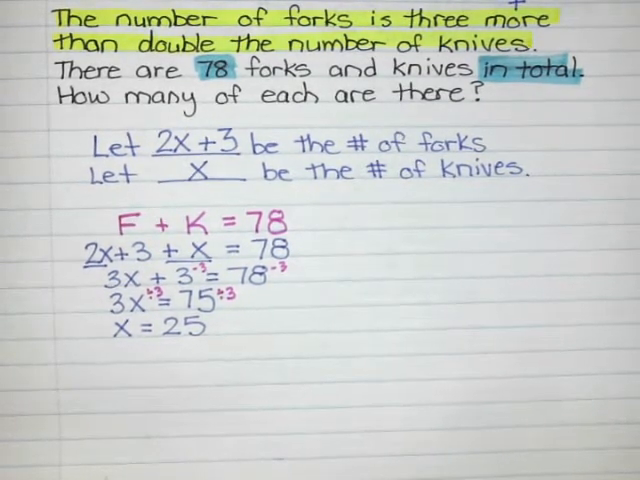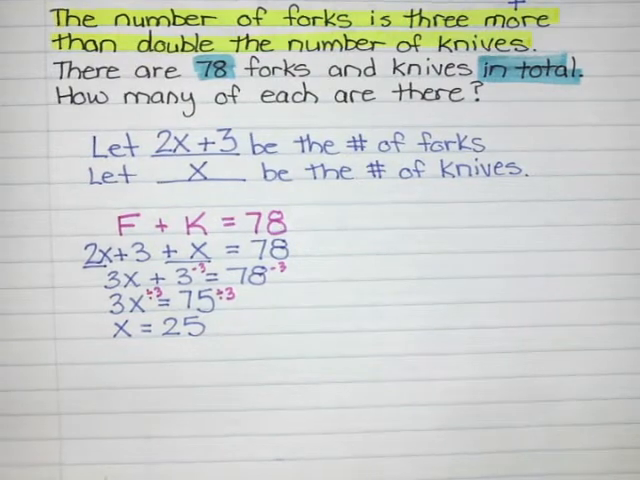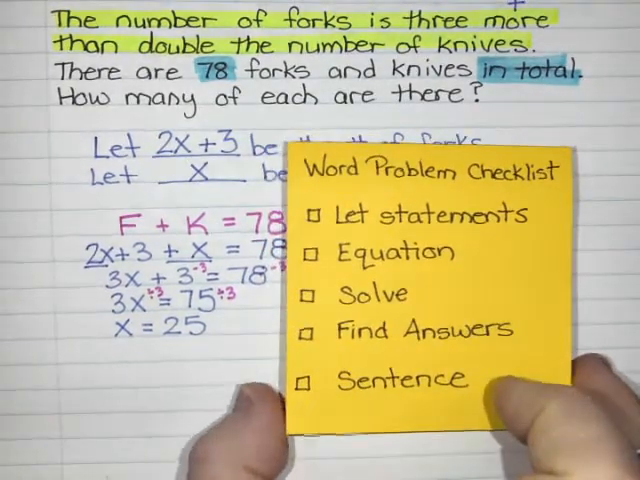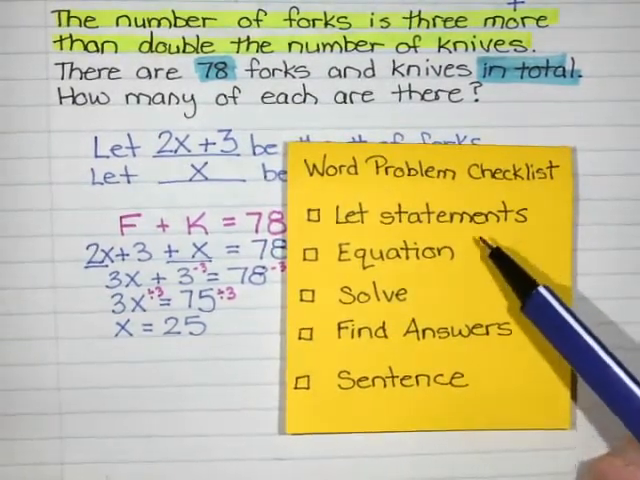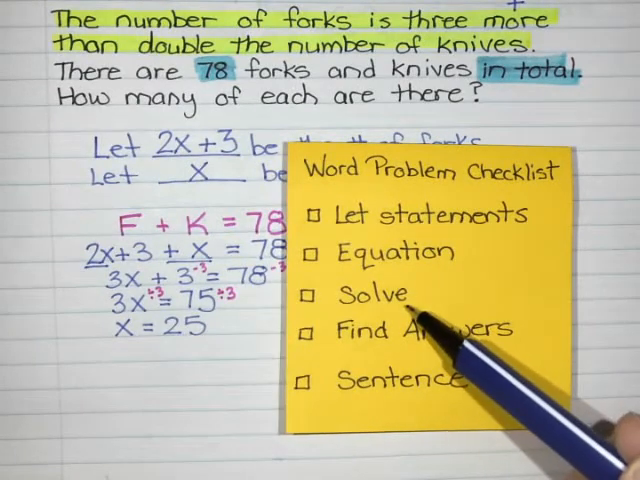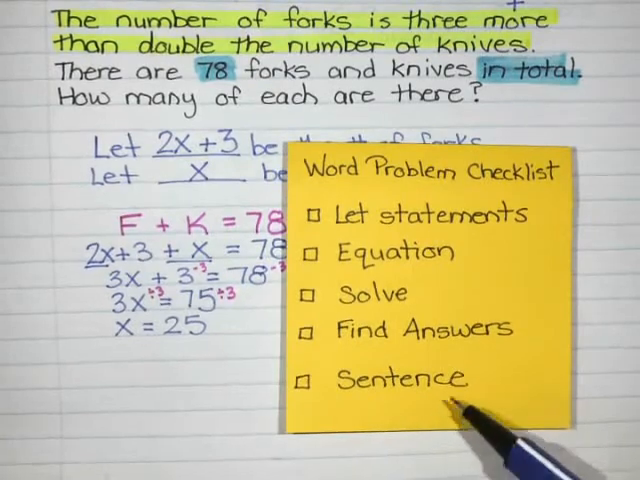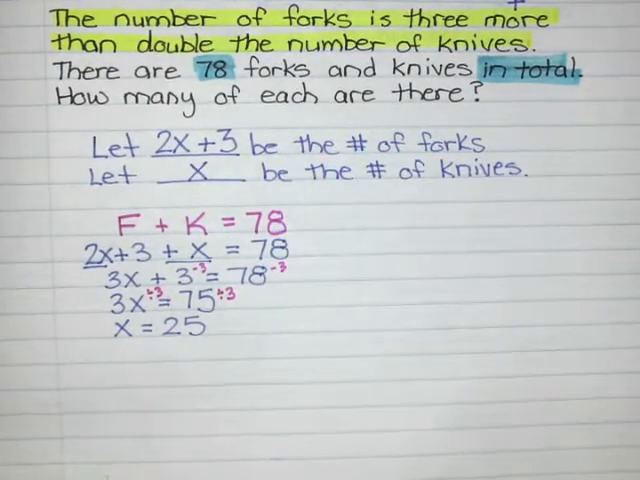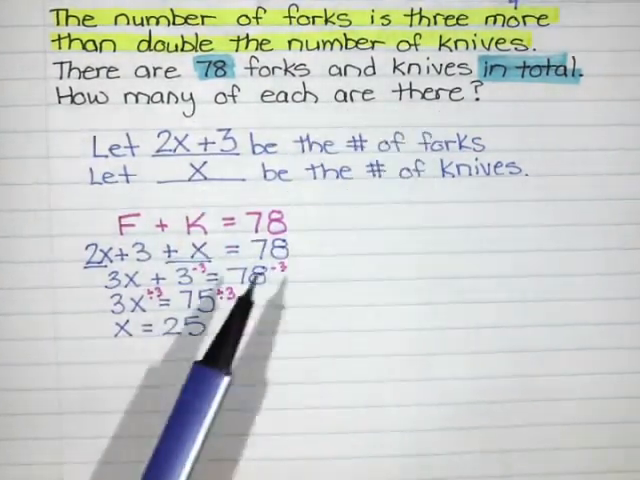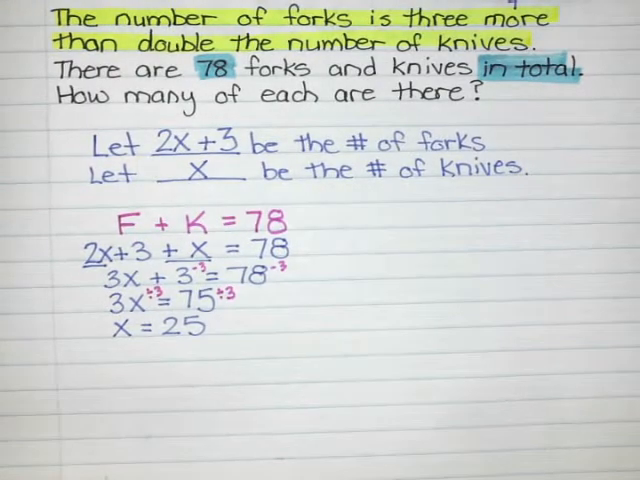At this point, I often think that maybe I should be done. So I am just going to check my little list again here. I've done let statements. We made an equation. We solved that equation. But now I need to go and find the actual answers and then write a sentence. The question said how many of each are there? So I need to know how many forks and how many knives.